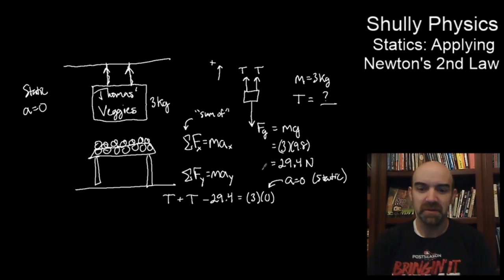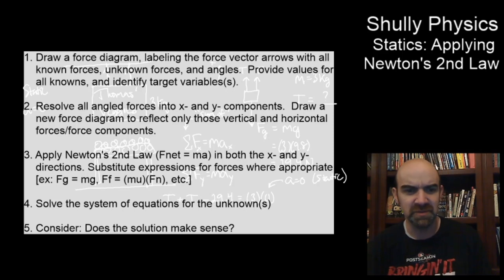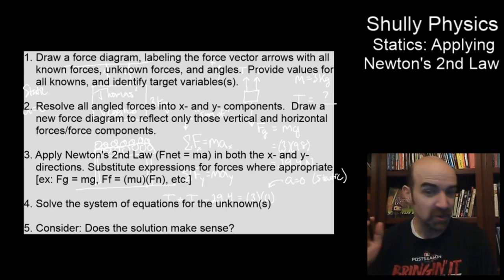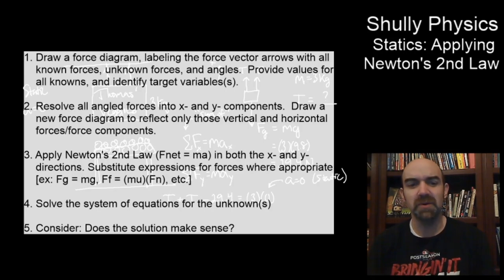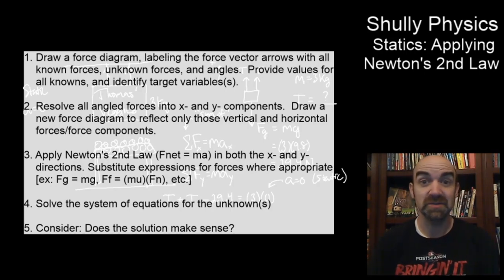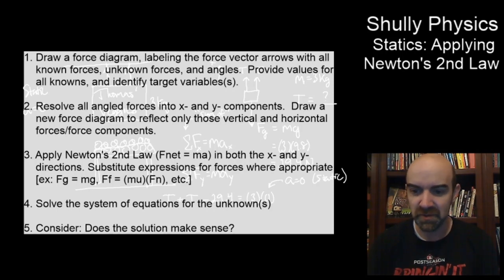All right. What did we just do? Well, let's go back to that problem-solving process and see if we missed anything. We applied number 3. We applied Newton's second law, F net equals ma, or sigma F equals mass times acceleration in the y direction, because there was no x direction. And now, number 4, solve the system equations. Well, we have one equation here. Let's see if we can solve it for the unknown.